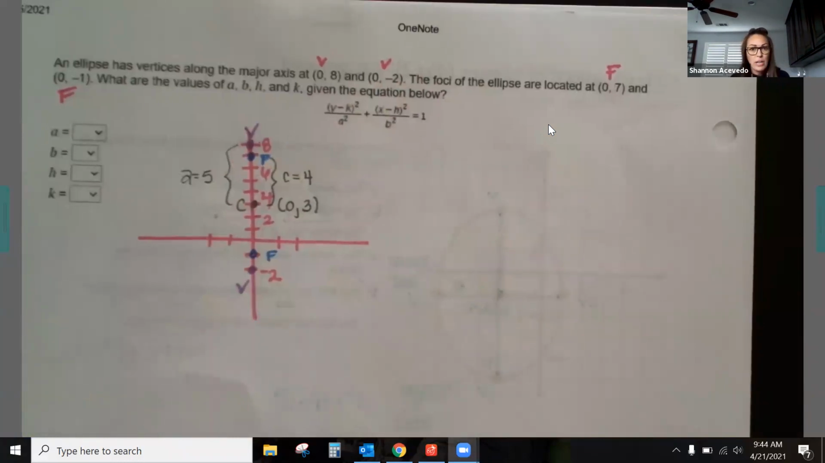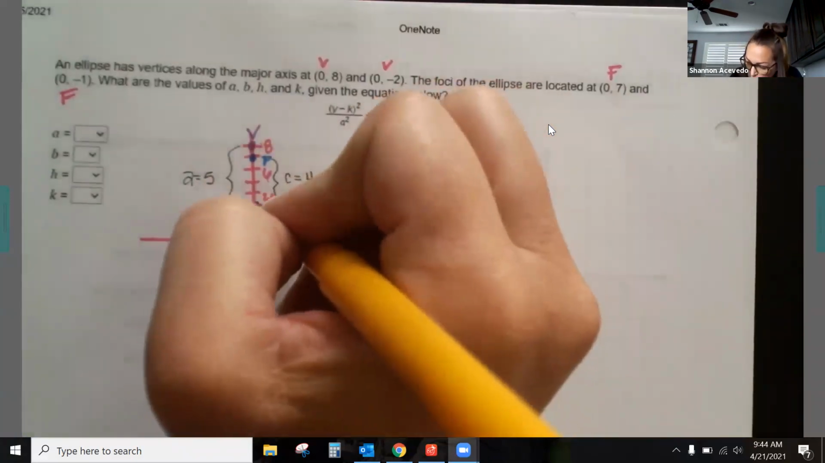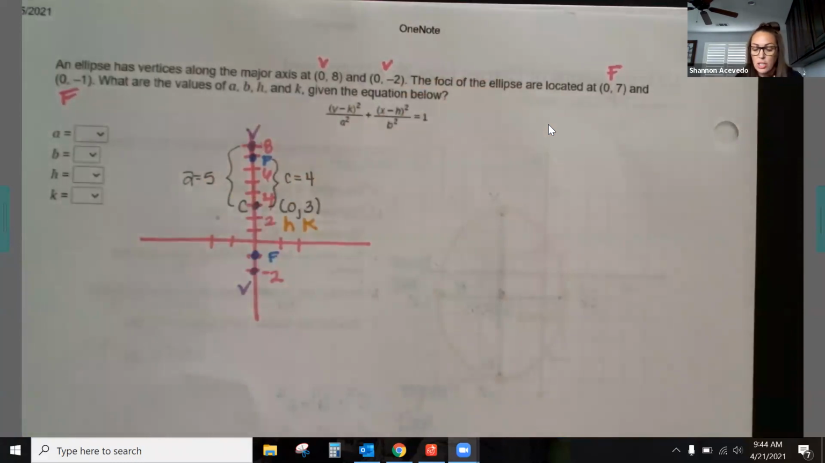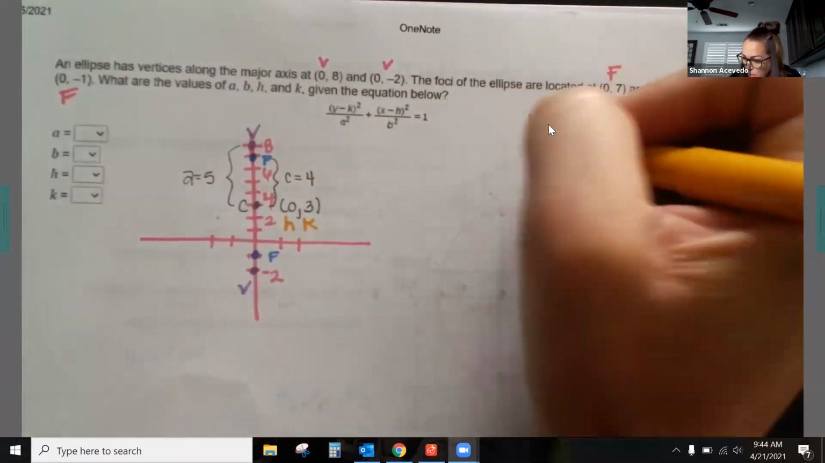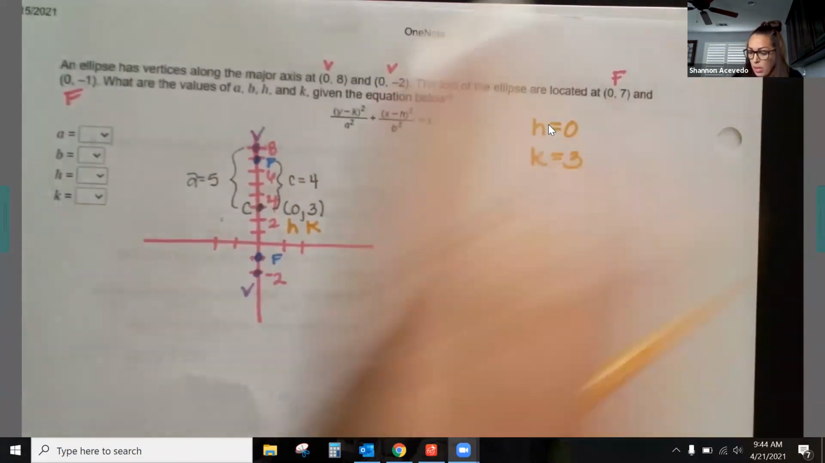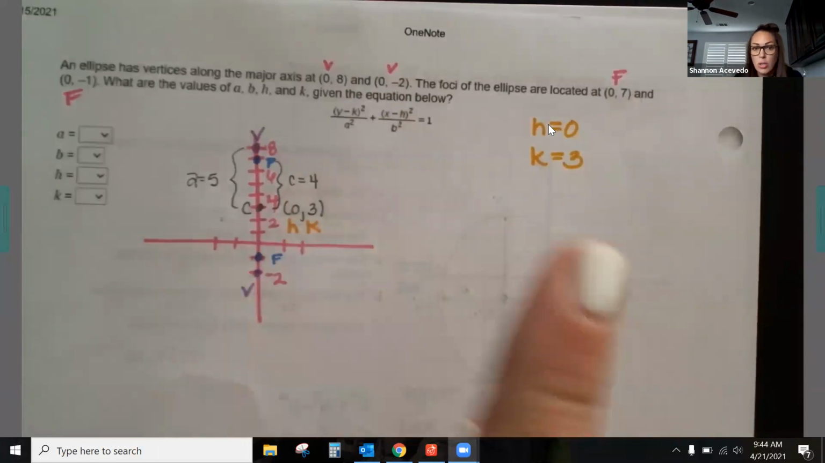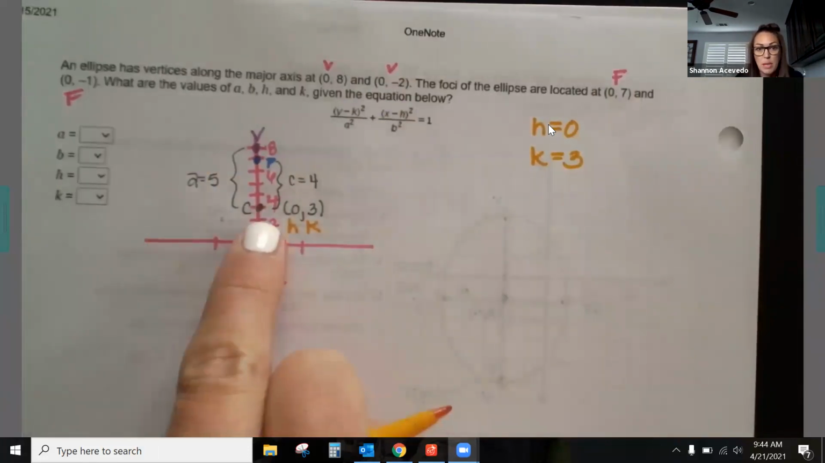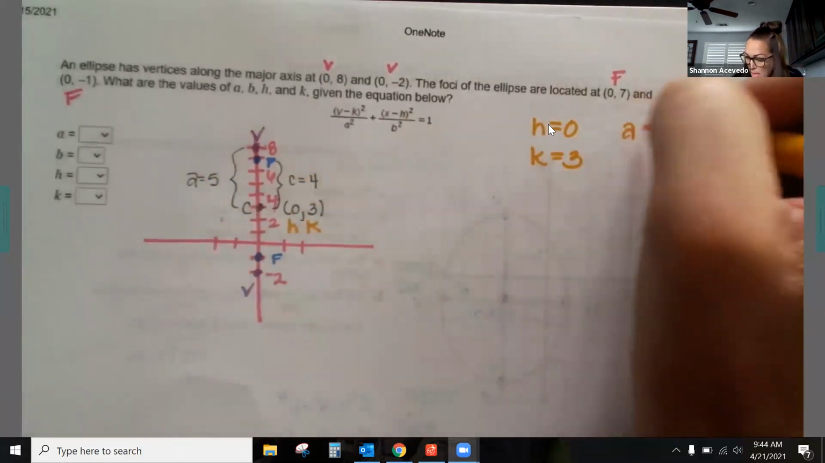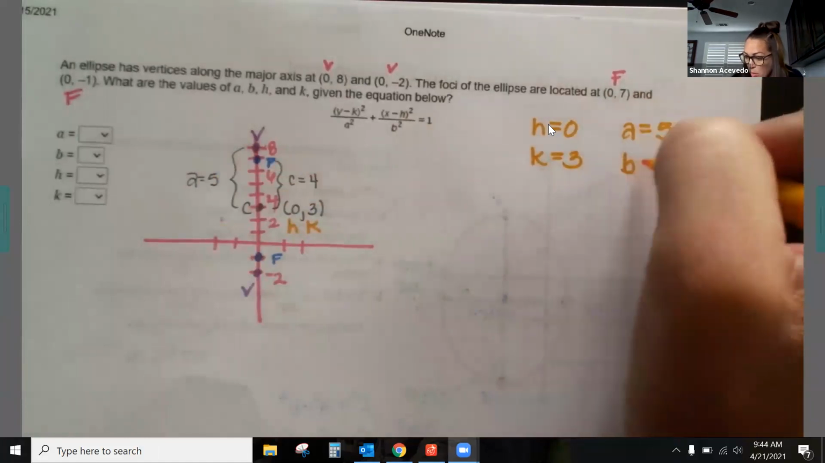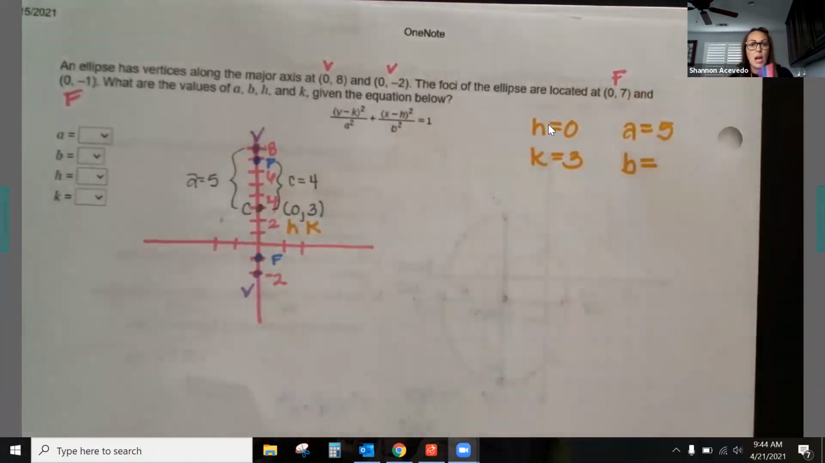So just from figuring out the center, I now know my H and my K value, right? I know that my H is going to be 0. I know that K is going to be 3. I also know A because I was able to count from my center to my vertex. So I also know that my A is equal to 5. The only thing we're missing is my B value. I don't know where my co-vertices are, so I can't just count it.